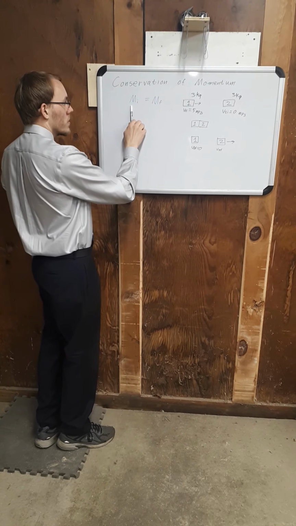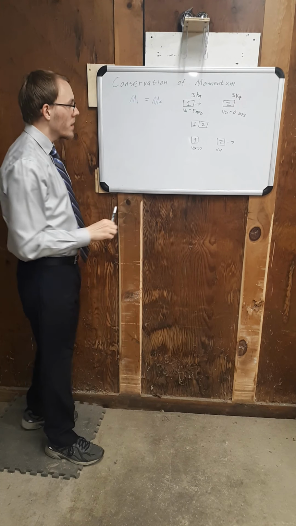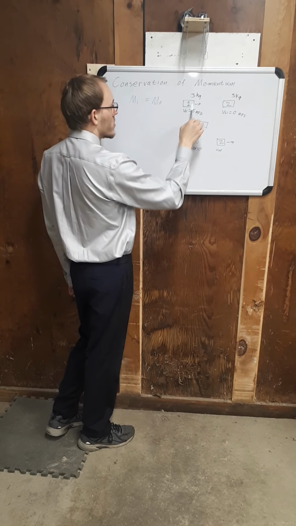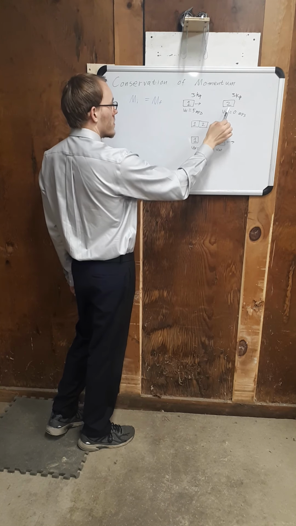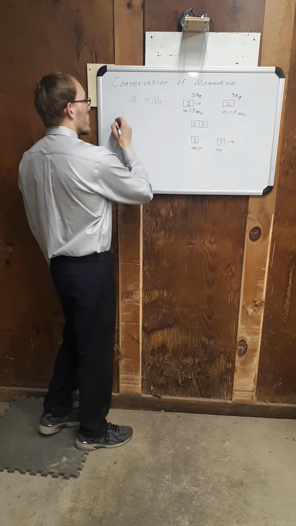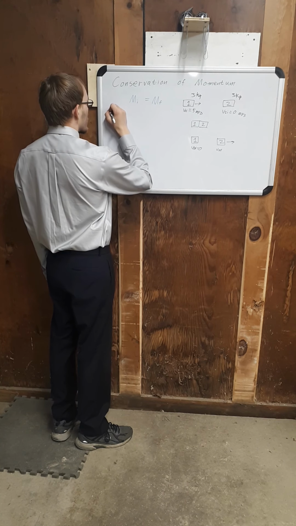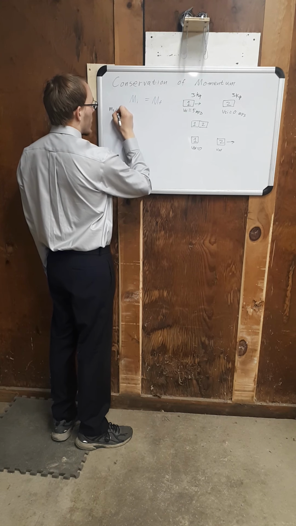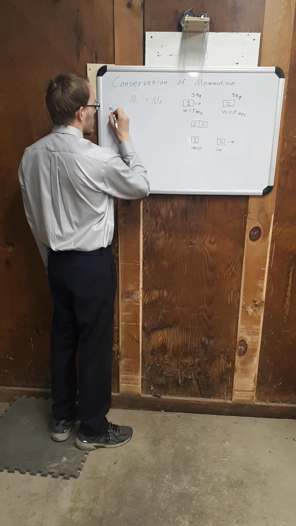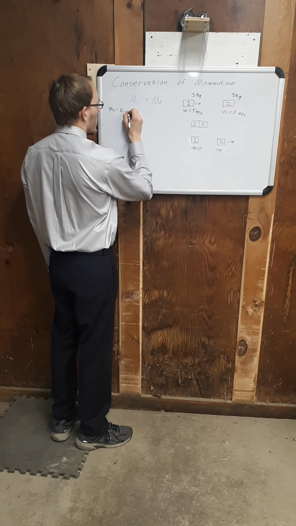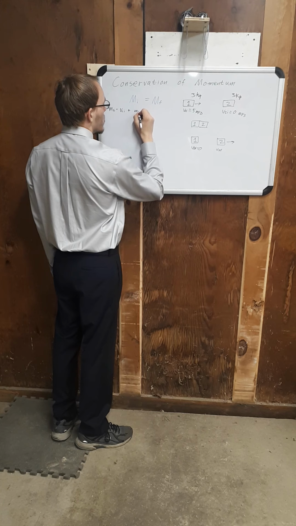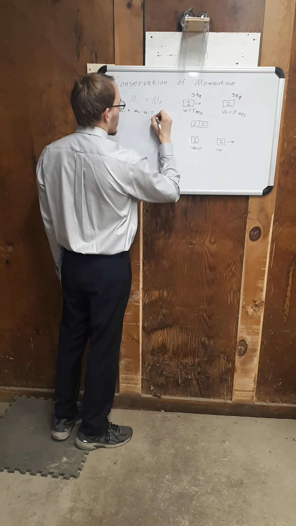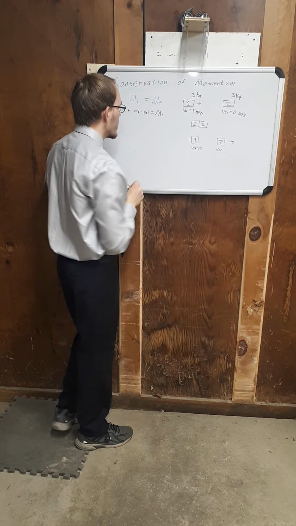we can use the principle of the conservation of momentum. So we know that the initial momentum of the whole system will be the momentum of block 1 plus the momentum of block 2. So the momentum of block 1, which is just mass times velocity, so we'll say m1 times v1 initial plus m2 times v2 initial is equal to the initial momentum of the system.